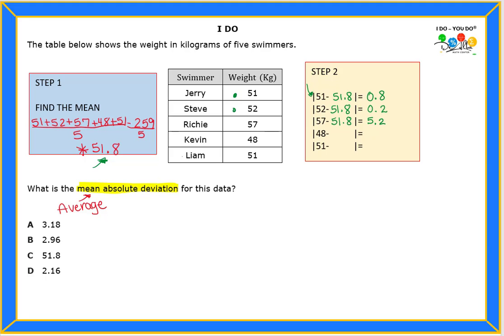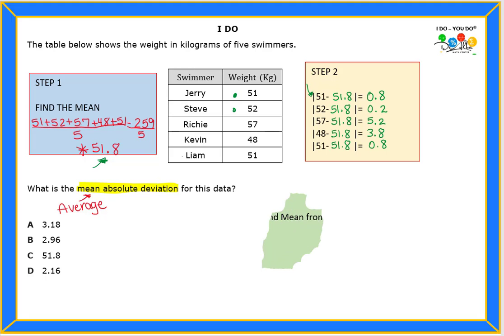Then we have 48 minus 51.8. And I know what you're going to say, miss, that gives me a negative number. Yes, but the absolute value symbols mean just the number by itself. So that will be 3.8. Then we have 51 minus 51.8, which is the first one that we just did, so I don't even need to do it. I got the answer, 0.8. And those will be my answers for step two. That's not it. I need to do step three, right?